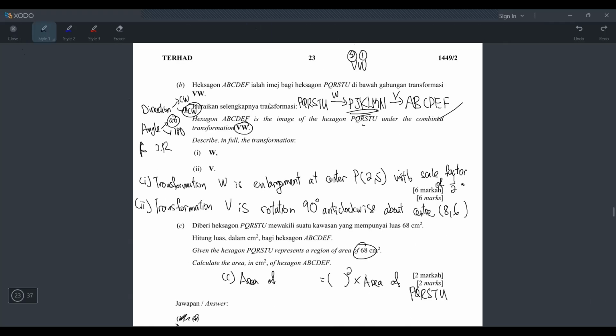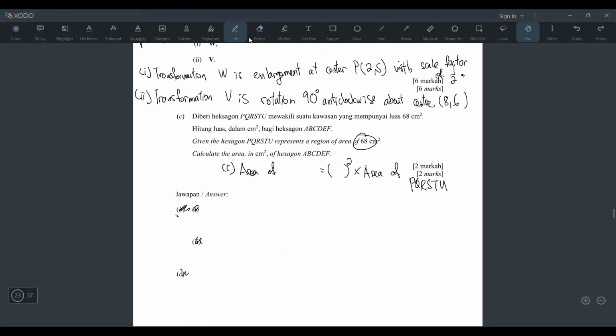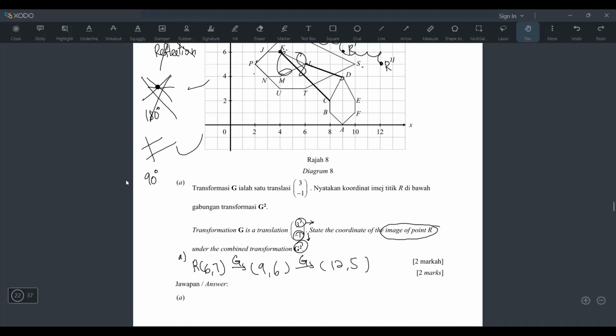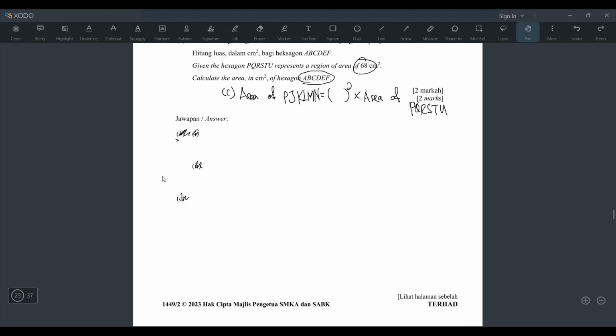ABCDEF area and PJKLMN area is the same, right? So if you want to write ABCDEF, also can. If you want to write PJKLMN, also can. Let's say I write PJKLMN. But sir, they want to find the ABCDEF area. I told you already. When you get your PJKLMN area, your ABCDEF area will follow the same value, because they are the same size. PJKLMN and ABCDEF are the same size. So nothing much to worry about here.